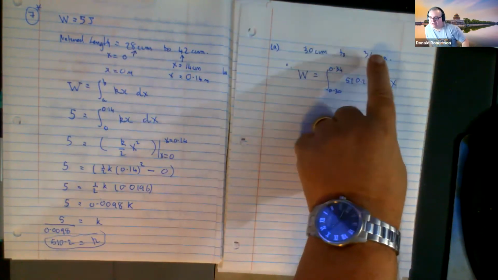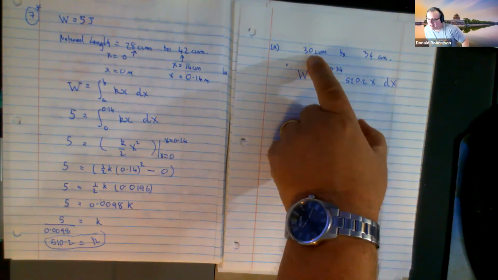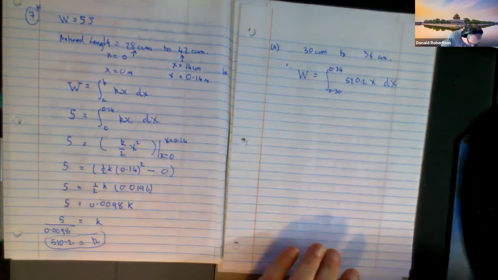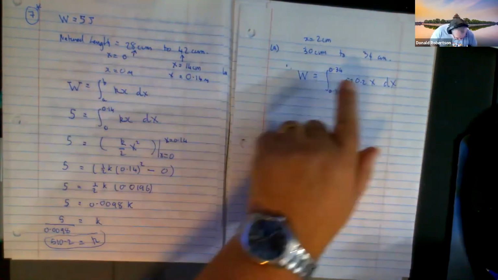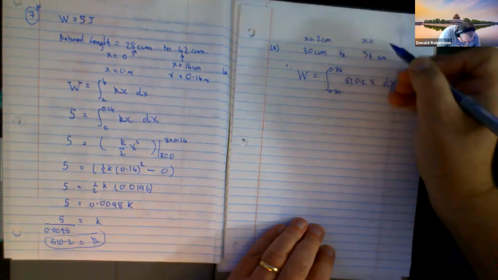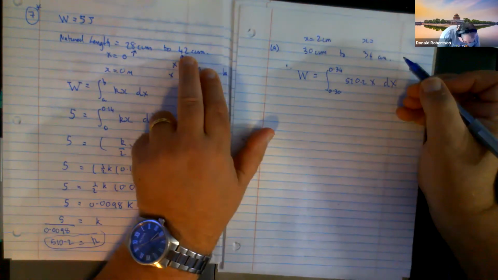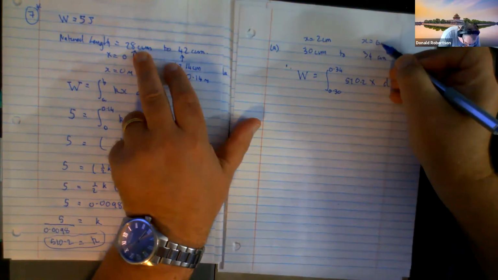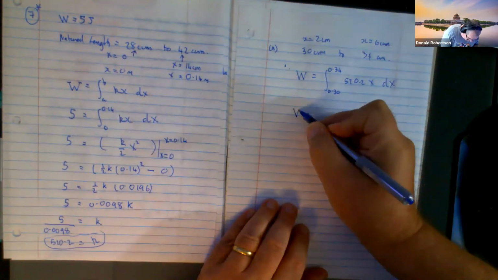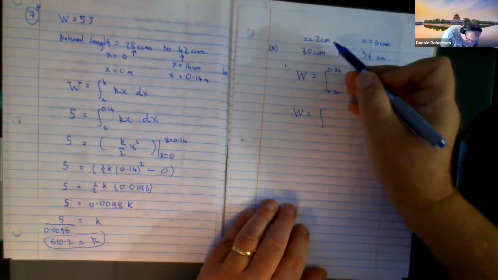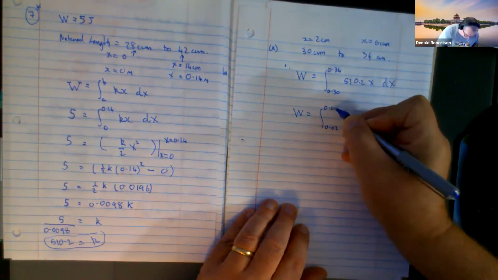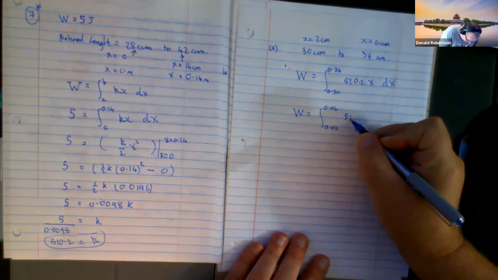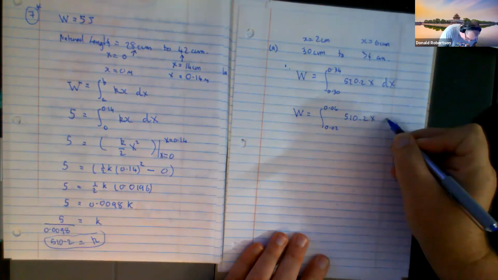Shouldn't these numbers be how much beyond the natural length of the spring? So 30 centimeters is actually just 2 centimeters more than 28. And 34 centimeters is 6 centimeters more than 28. So the work done is stretching it from 2 centimeters to 6. 2 is that tiny number, and 6 is that tiny number. 510.2x dx.